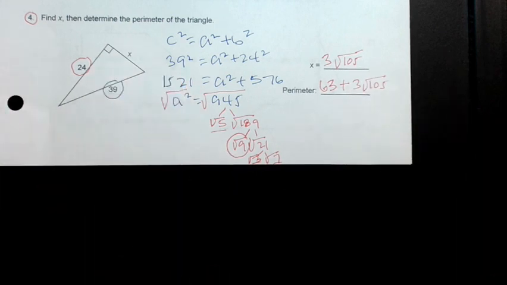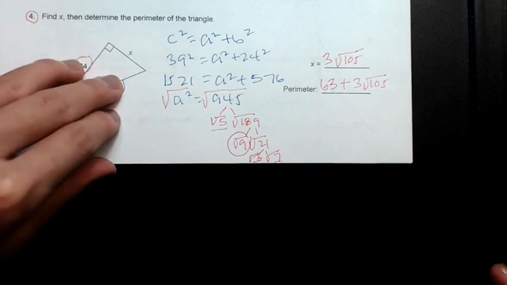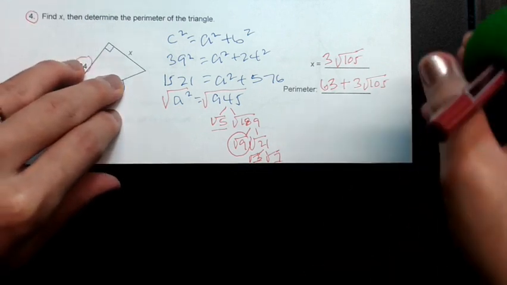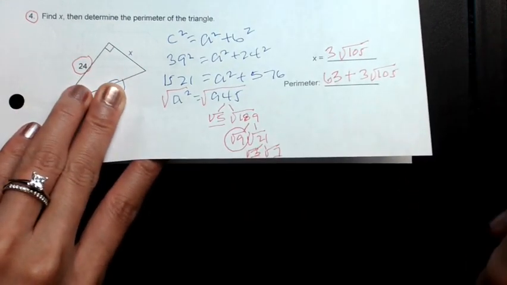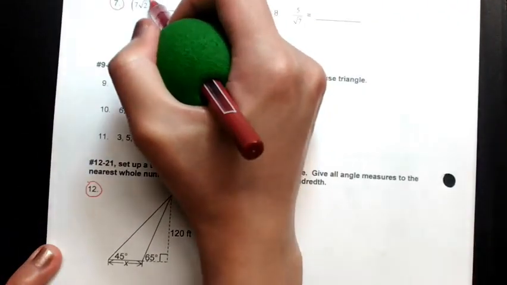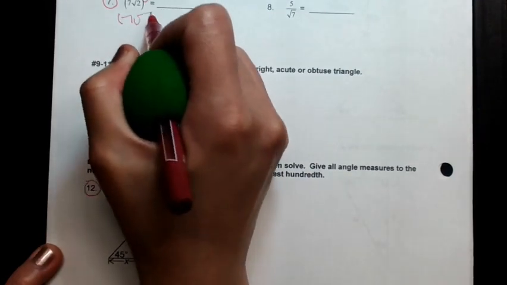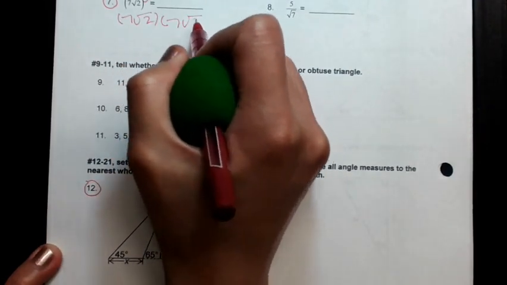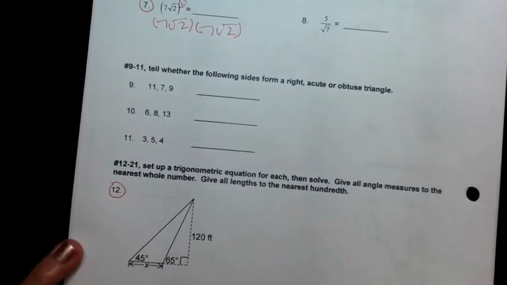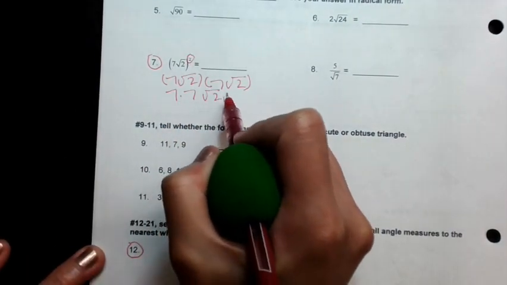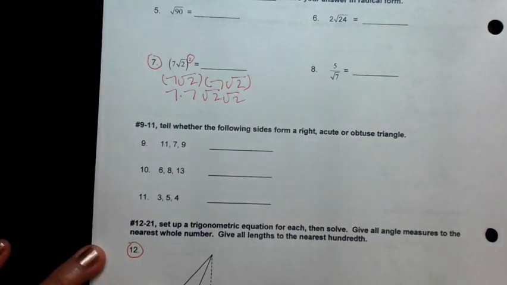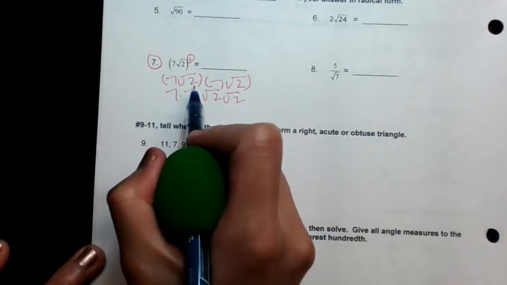Let's go to number 7. On number 7, you could type that in, or by logic, what I would do is write the parentheses how many times? Twice. So if I were to go ahead and rewrite it, it looks like this. And then what I would do is organize them. Let's put the whole numbers together. Let's put the radicals together.